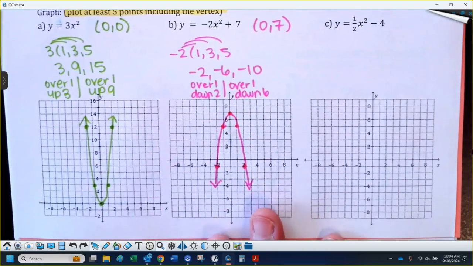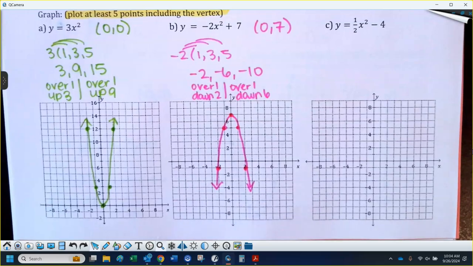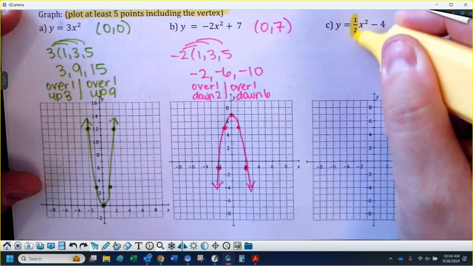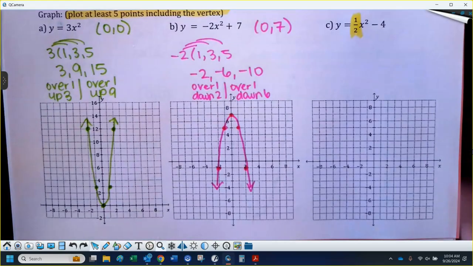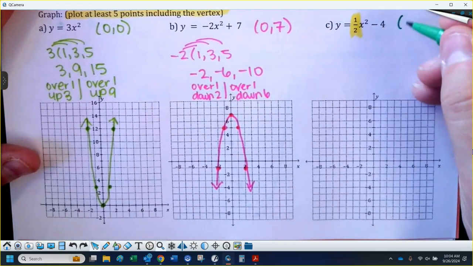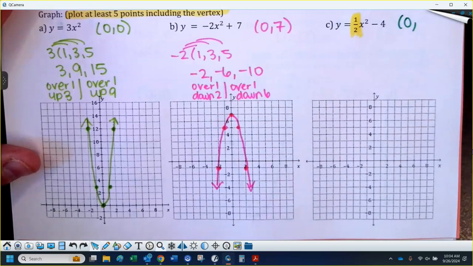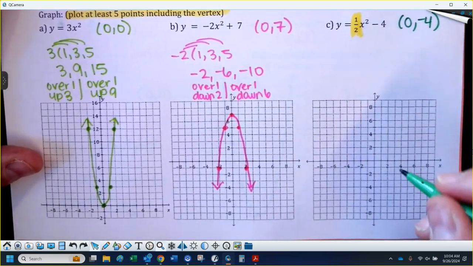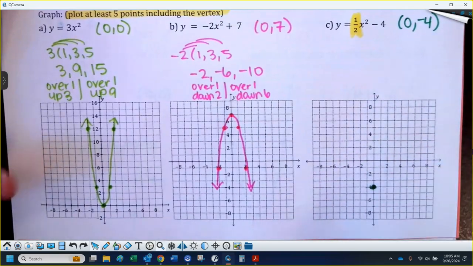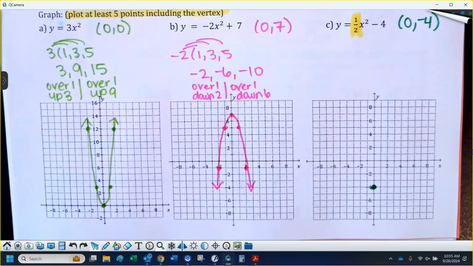Now, on the very last one, I have to ask you to do me a favor because these are a little bit tricky. So your a value here is a half. This is going to be a vertical shrink. This is going to be a little bit wider than the U-shapes that we've been doing. All right, now, my vertex, we're not shifting left or right, 0, and then I have this 1/2 x squared minus 4, so that's going to put that down 4 units from the origin, so just (0, negative 4) is going to be my vertex.